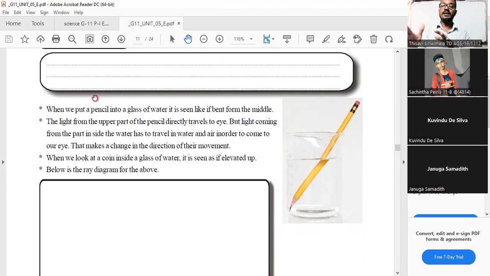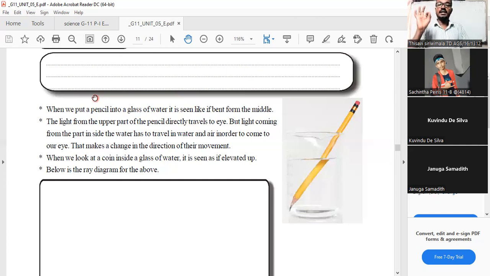The light from the upper part of the pencil directly travels to the eye. So the light coming from the top part comes to the eye through air. So that's one medium. But the light coming through the water has to travel within water first, then in the atmosphere second. So there's a change of medium. In different mediums, the speed of light is different. So therefore, its pathway changes. Light coming from the part inside the water has to travel in water and air in order to come to our eye. That makes a change in the direction of their movement.